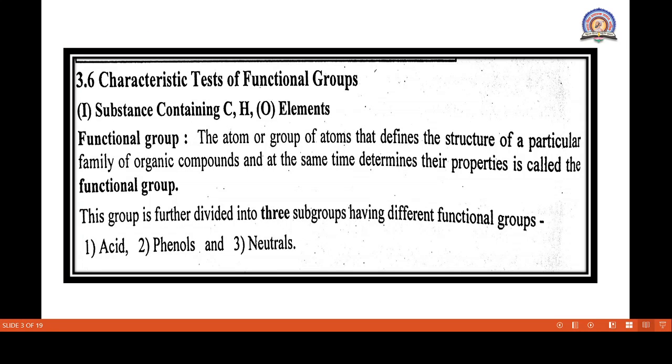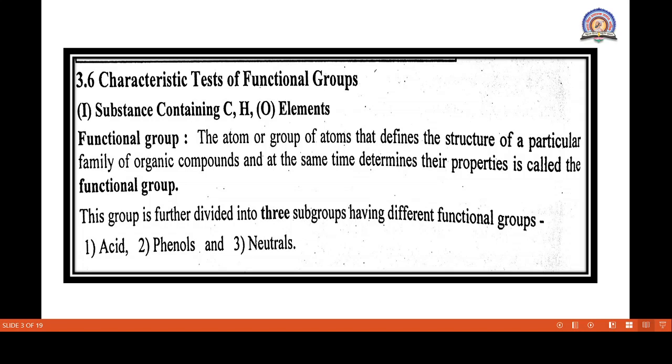So first we start with the characteristic tests of the functional group. In that, the substance containing CHO elements we are going to discuss first, meaning the compound containing only CHO elements. Then we see the definition of functional group: an atom or a group of atoms that defines the structure of a particular family of organic compounds and at the same time determines their properties is called the functional group.